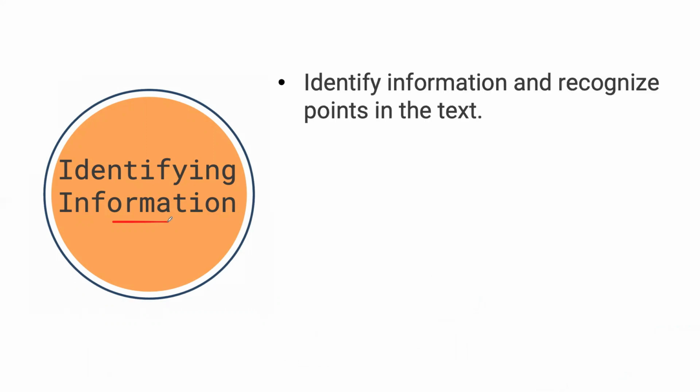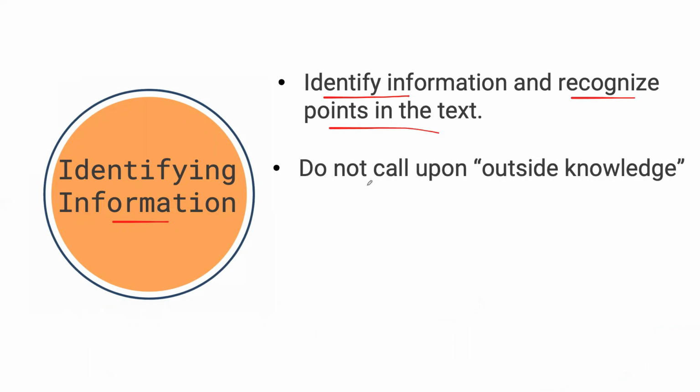This question type is going to ask you to identify information, hence the title, and recognize various points in your passage. So it's very important that you do not call upon outside knowledge. An example of this: let's say your passage is about cancer research. Let's say you're in section 3, you have more of an academic abstract sort of passage, and it's about cancer research. And let's just say that you are an expert, perhaps a medical student studying cancer research, and you have a lot of information about this topic.